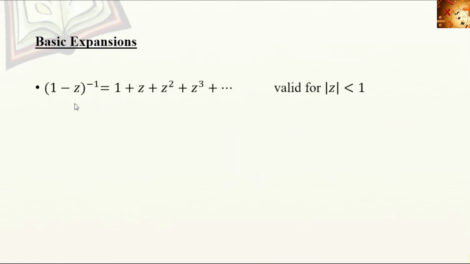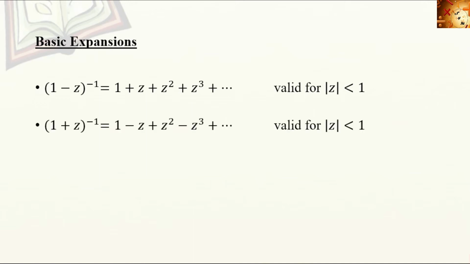Next, some basic expansions like this: (1 minus z) whole power minus 1, similar to the binomial expansion. So this is 1 by (1 minus z). The expansion is 1 plus z plus z square plus z cube plus etc. This is valid for mod z less than 1. These are the important results which we want in the Taylor series expansion.